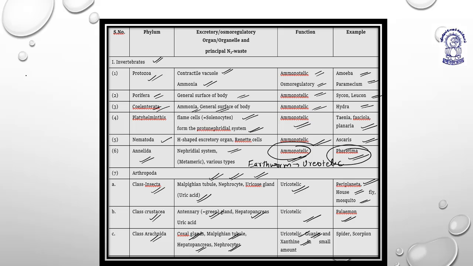So please remember that guanine and xanthine are amino acid based products. So amino acids also act as an excretory product for many organisms. Examples are spider and scorpion. So Insecta have Malpighian tubules, Crustacea have antennary glands or green glands, and Arachnida have coxal glands, along with Malpighian tubules.